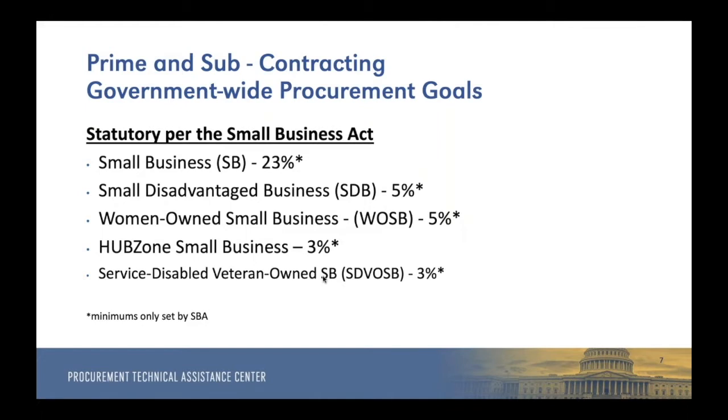So as I just mentioned, of course, the federal government wants to spend as much as they can in the small business category, but they also have goals for different socioeconomic categories. These are listed right here on the screen. These standards are set by Congress, saying that the federal government should spend at least 23% of all contracting dollars on small businesses. And they should spend at least 5% on small disadvantaged businesses and women-owned small businesses, and then at a minimum 3% on HUBZone small businesses and service-disabled veteran-owned small businesses.